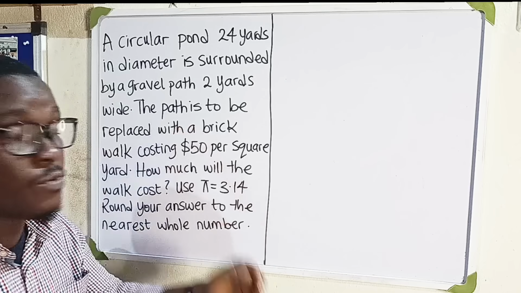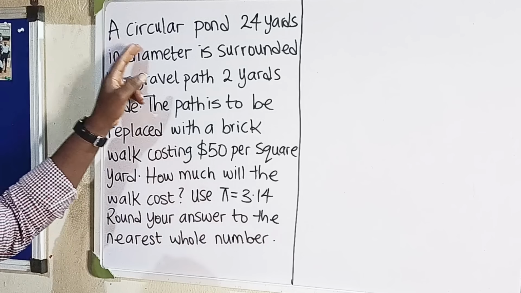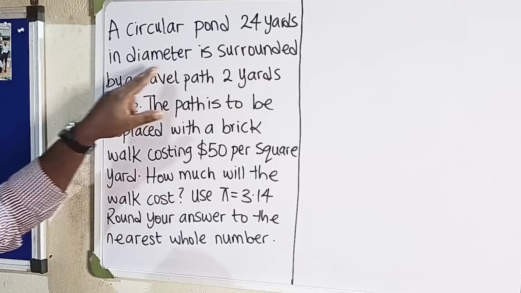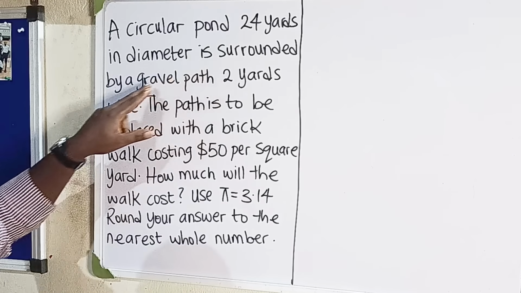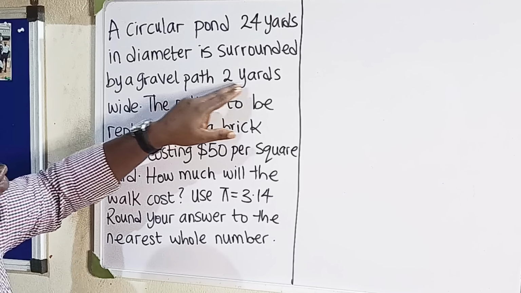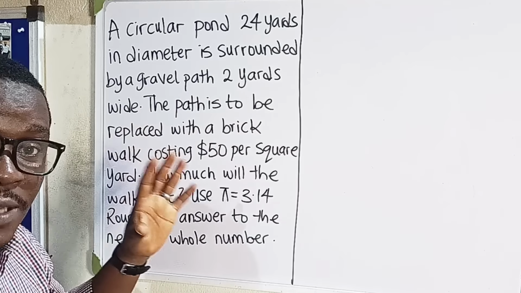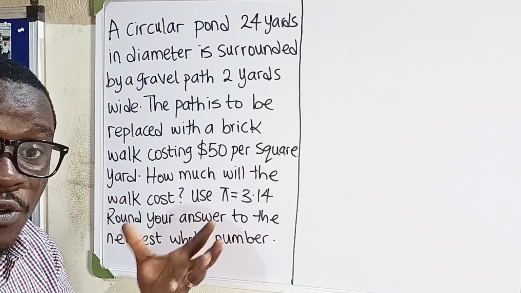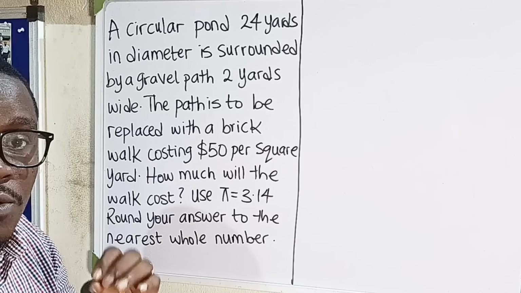Hi guys, let's look at the simple question that we have here. We're told that a circular pond 24 yards in diameter is surrounded by a gravel path 2 yards wide. So this first part of the question we just read gives a pictorial description of what we are working with.